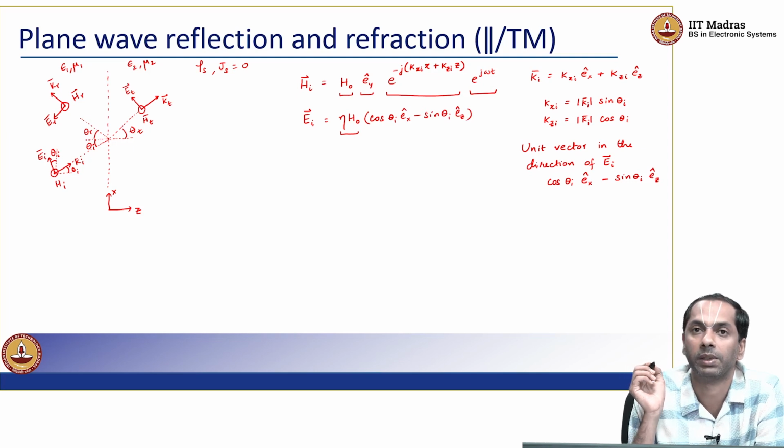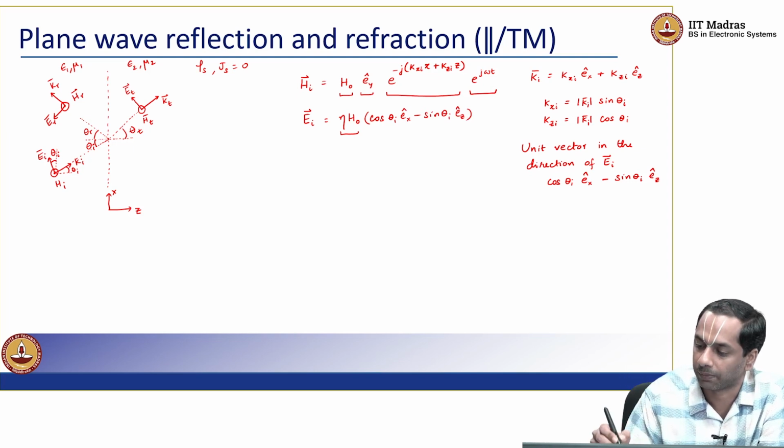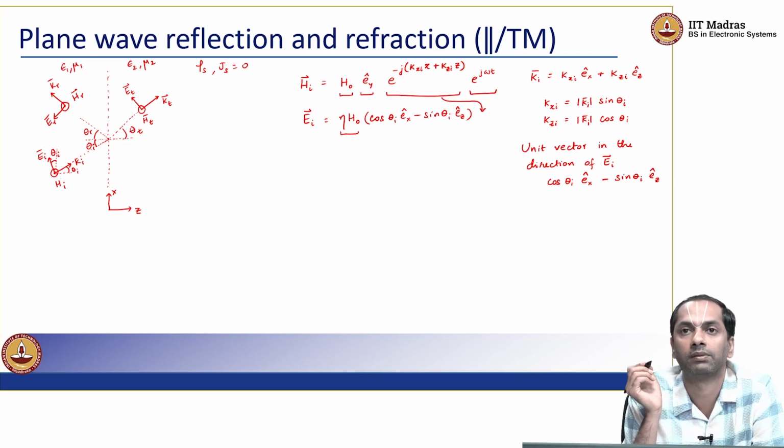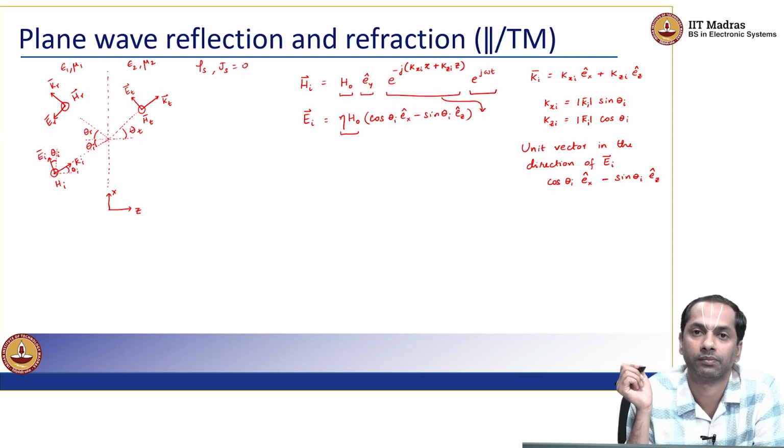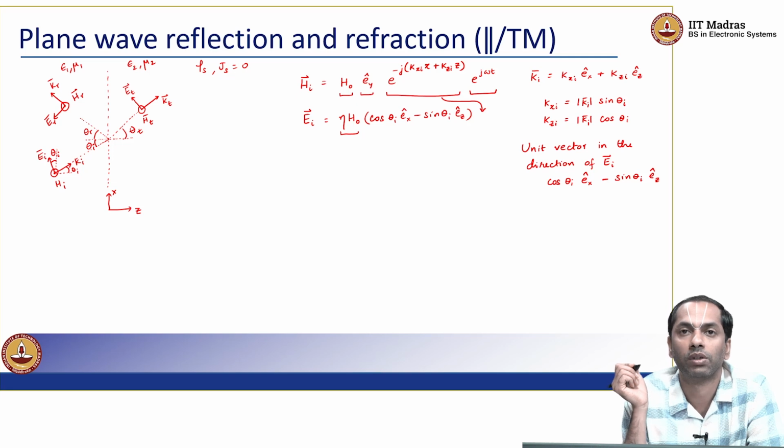Okay. As far as the spatial dependence is concerned, it is the same as the magnetic field, right. So, I can just write e to the minus j (k_xI x plus k_zI z). Okay. So, students should be absolutely comfortable with writing down the expressions for the magnetic field vector, the electric field vector and the propagation vector given a plane wave that is randomly oriented.